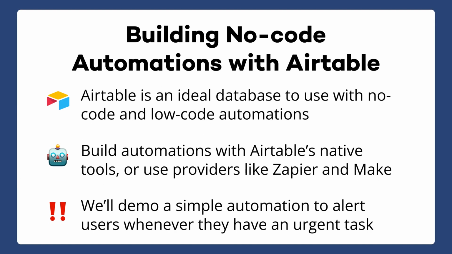Finally, to wrap up our task management base, let's take a quick look at enhancing your task management system with no-code automation. Airtable is an ideal app to use as an operational database for your automations. You can build useful automations with Airtable's native automation builder, or you can use third-party providers like Zapier and Make to integrate Airtable into thousands of other apps. The possibilities with Airtable automation are endless, so I won't be able to give you a comprehensive guide to everything that you can automate. Instead, I'm just going to give you a quick example to show you how you can start building automations in your task management base.